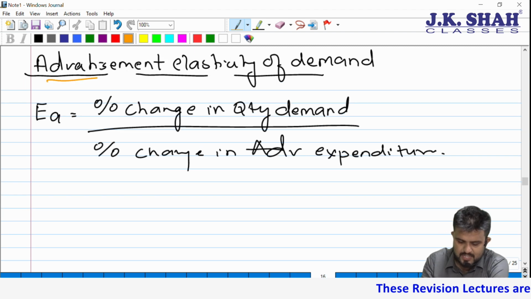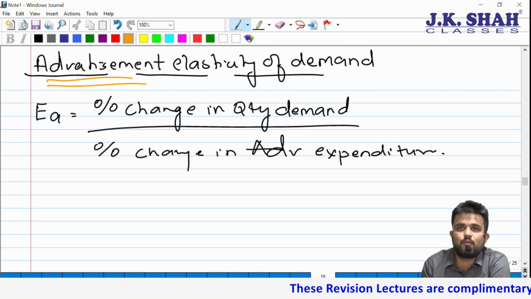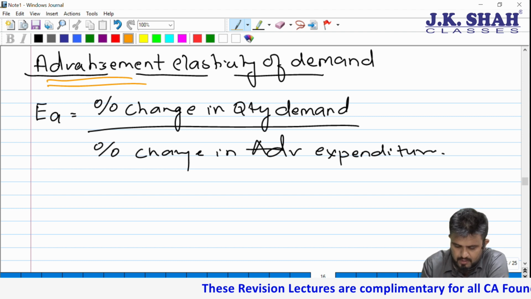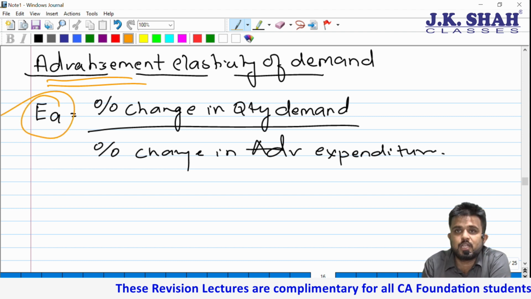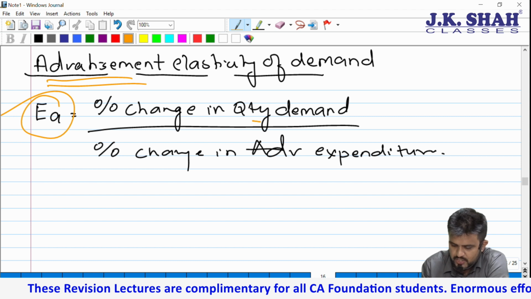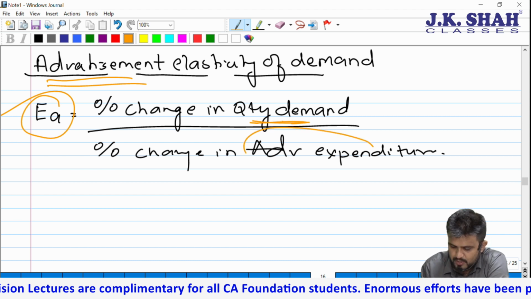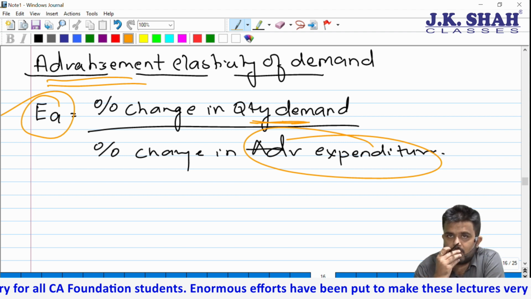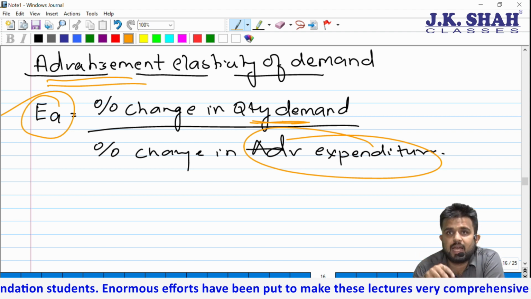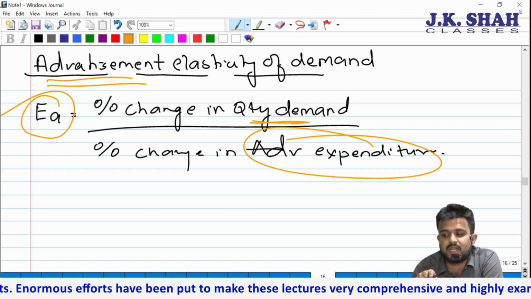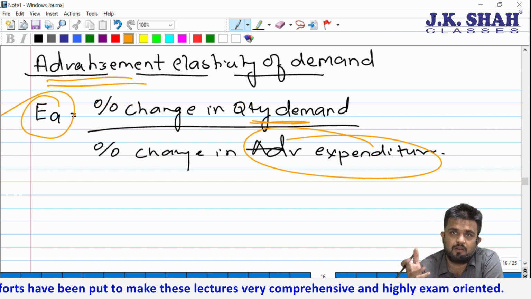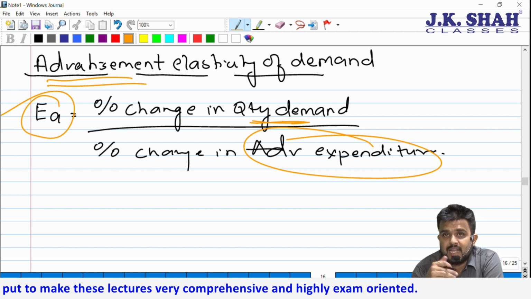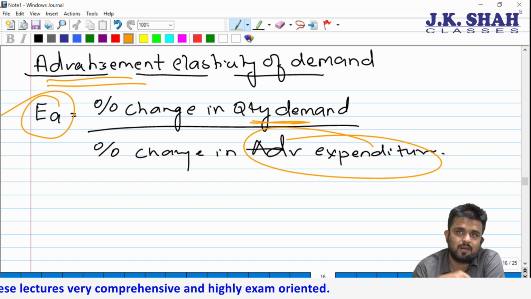Next is advertisement elasticity. This you have not done in SYJC. So it goes like this: EA is equals to percentage change in quantity demand upon percentage change in advertisement expenditure. So when expenditure on advertisement increases, demand will also increase. Less expenditure, less demand.